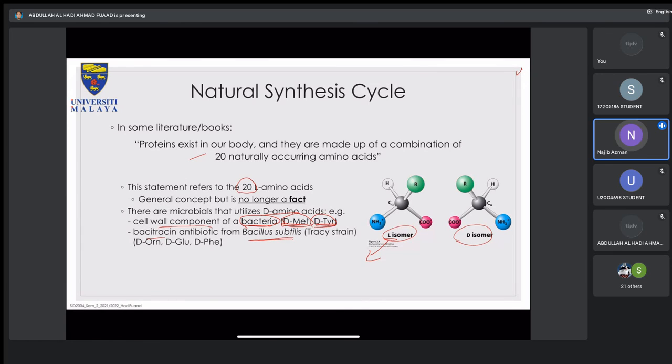Because our body cannot, because the isomer is harmful to our body if we consume something like that. So you say because our body cannot consume it, that's why the bacteria develop the isomer. Yeah. Okay, that's alright. Thank you, Najib.